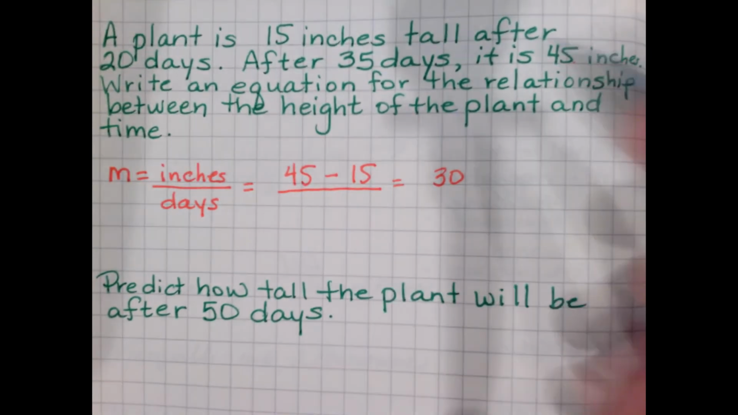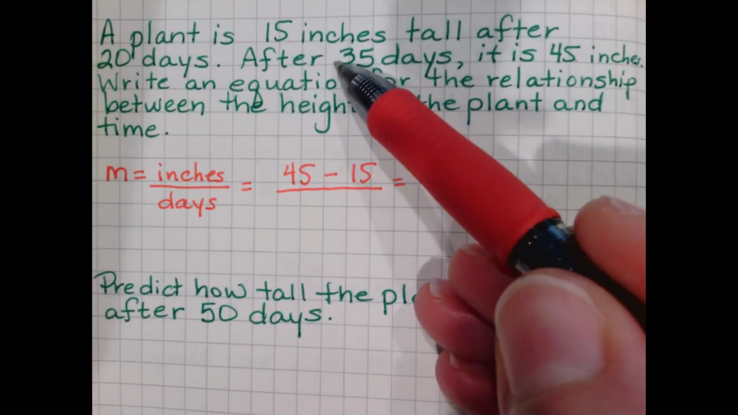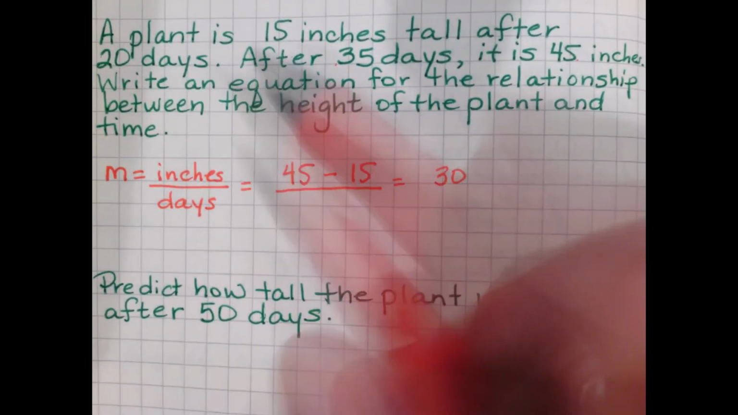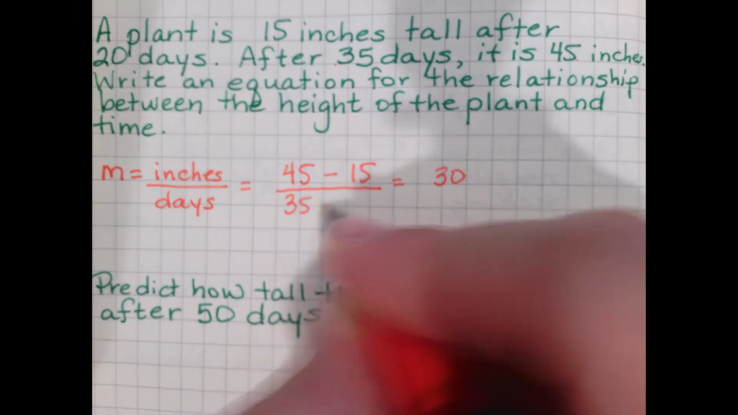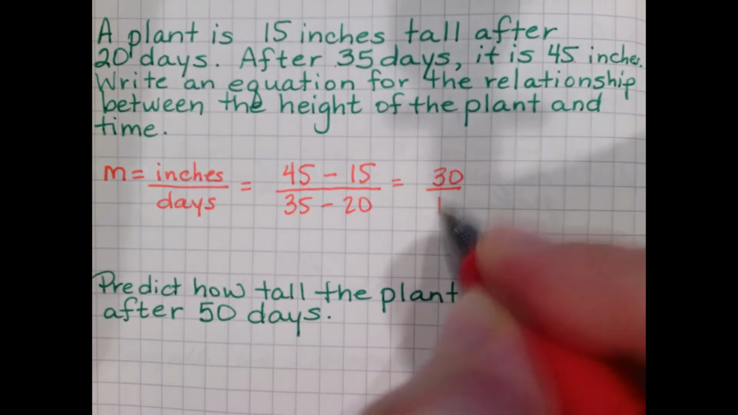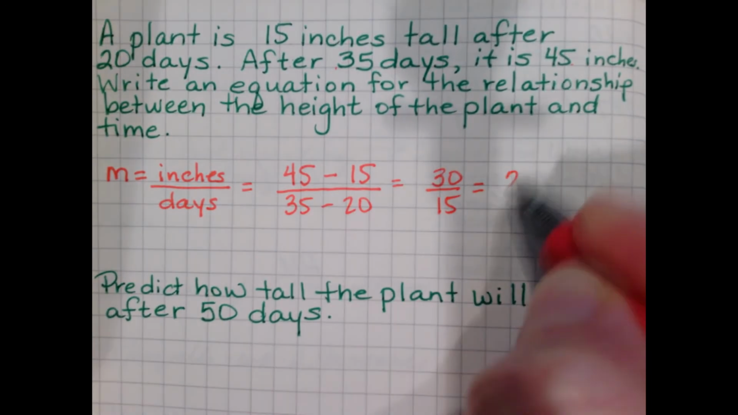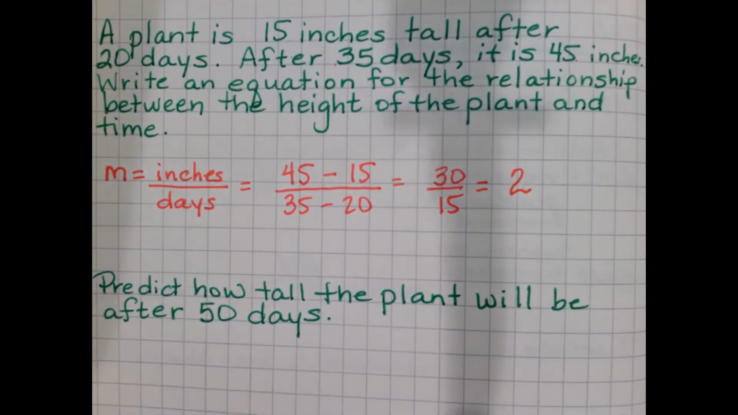And then on the bottom, I'll do the change in days. 35 days minus the 20 days. And that gives me 15. And that tells me that my constant rate of change is 2.